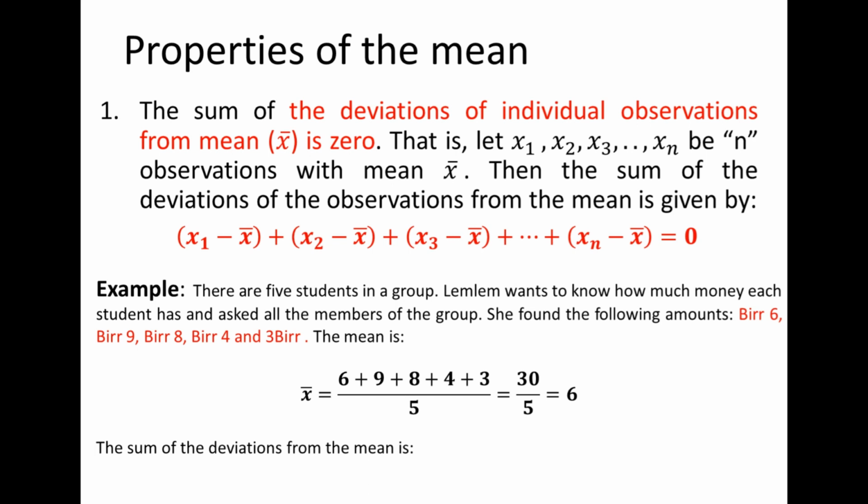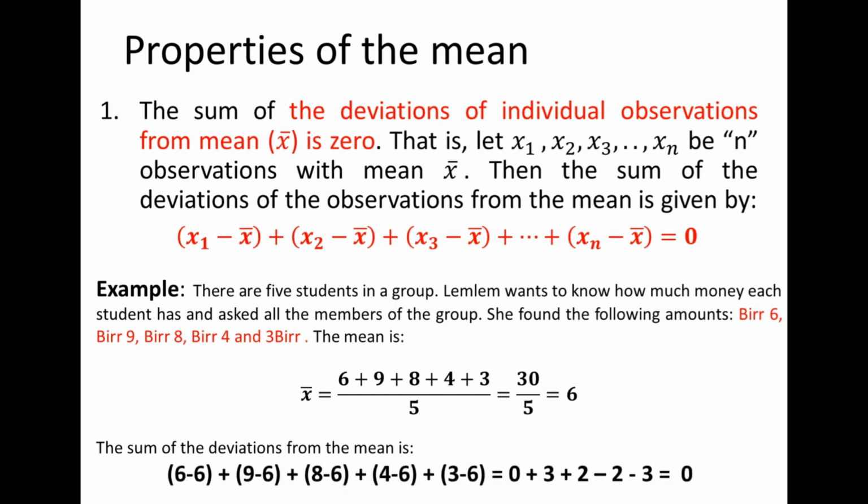Then the sum of the deviations from the mean is 6 minus 6 plus 9 minus 6 plus 8 minus 6 plus 4 minus 6 plus 3 minus 6, which equals 6 minus 6, we get 0, plus 9 minus 6 gives us 3, plus 8 minus 6 gives us 2, plus 4 minus 6 is minus 2, plus 3 minus 6 is minus 3. Then when we add these deviations from the mean, it equals 0.